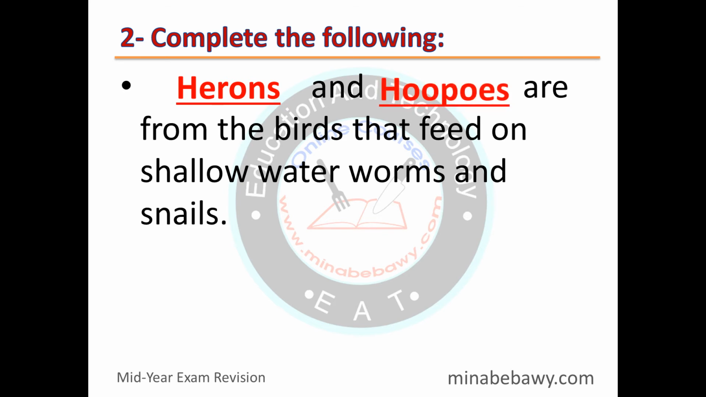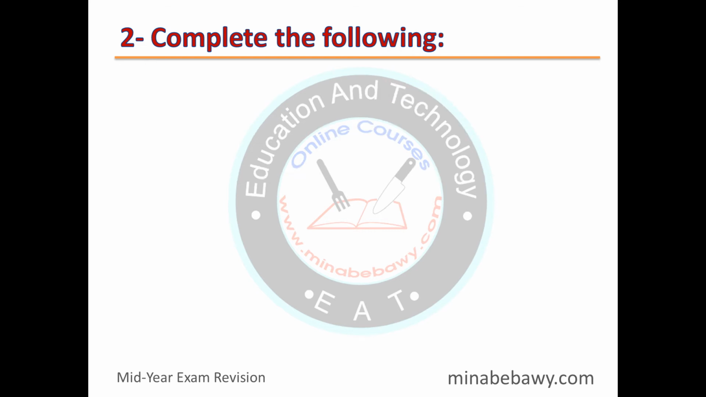Herons and poppies are from the birds that feed on shallow water worms and snails.